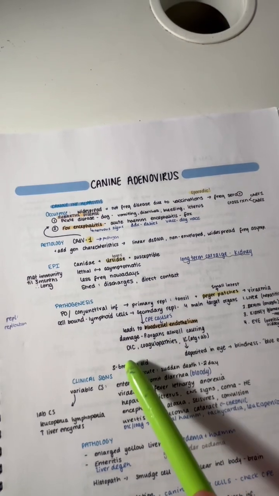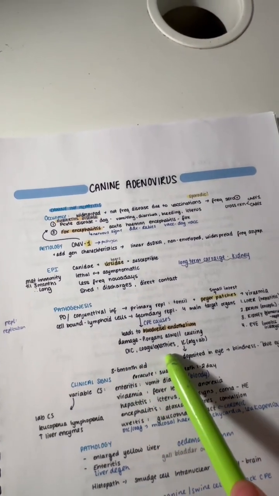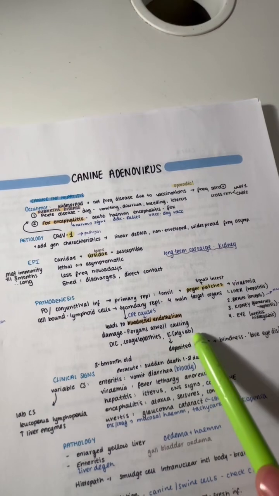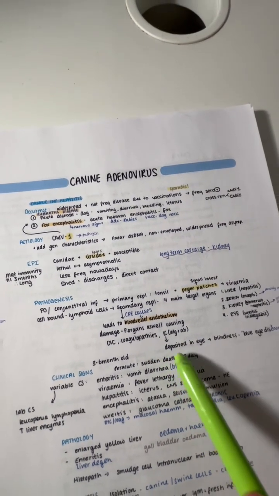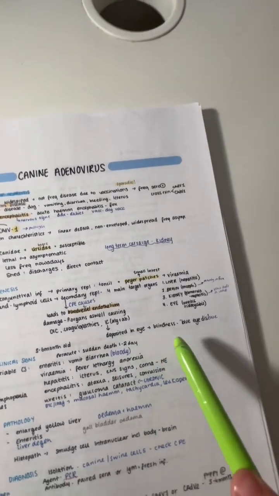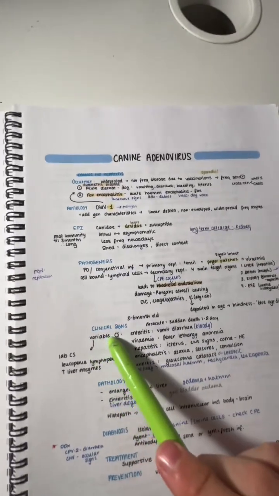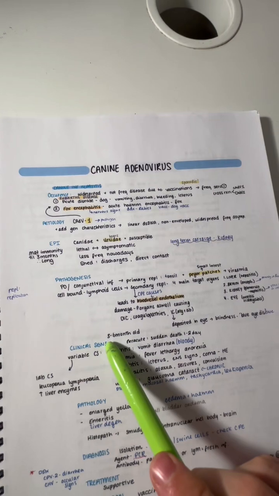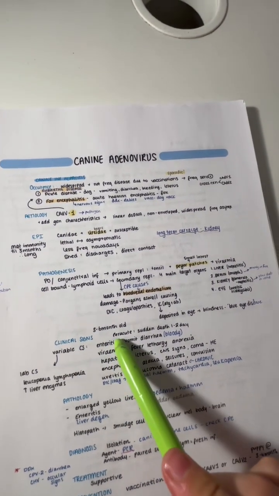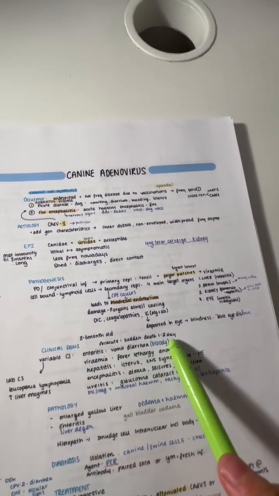organs, causing DIC and coagulopathies. The antigens and the antibodies cause immune complexes which are deposited in the eye, which can lead to blindness and causes blue eye disease. The clinical signs are that it affects animals from 3 to 6 months old. The peracute infection causes sudden death in 1 to 2 days.